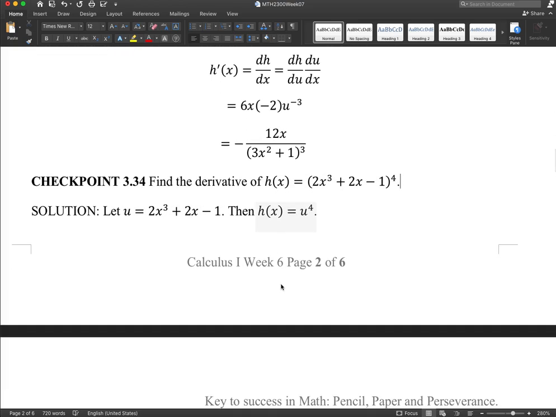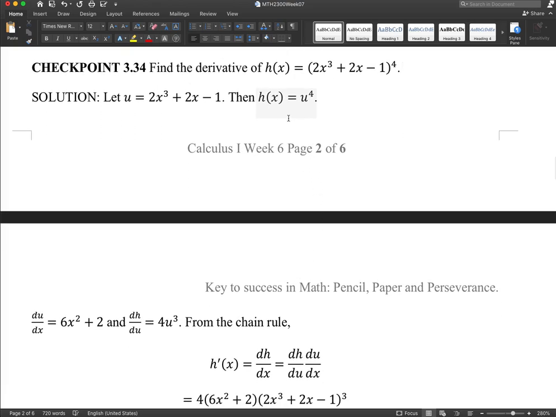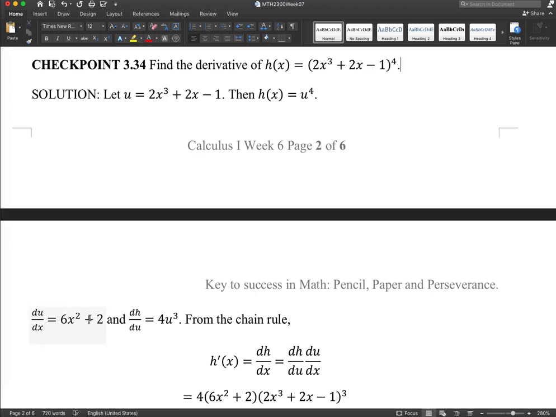And then we can calculate the derivative of h with respect to u, dh du. That's from the power rule. And also, we can calculate the derivative du dx, again this time it is the power rule. Okay, so 6x squared plus 2. I think I should be all right.